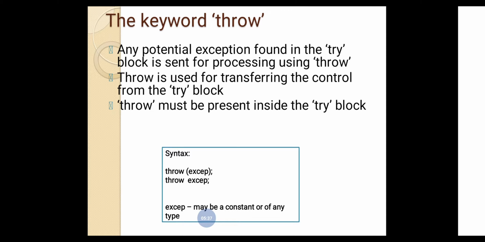An important point to note here is that the throw keyword must be present inside the try block. If you look at the syntax here, you throw from inside the try block. The throw can be a constant, so you can throw a number, or you can throw a variable of any type. It can be an integer, float, double, or any kind of variable you can throw from the try block.